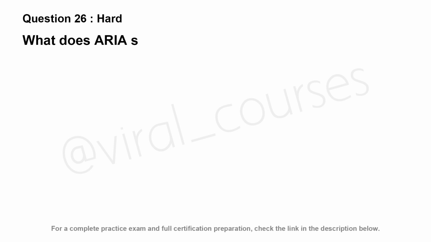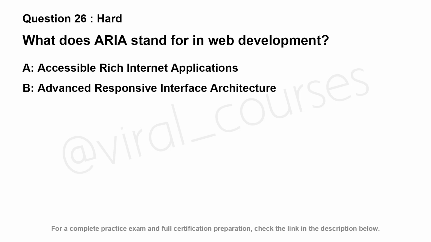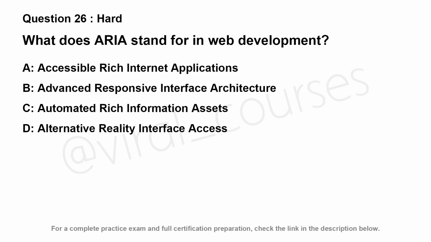What does ARIA stand for in web development? Option A, Accessible Rich Internet Applications. Option B, Advanced Responsive Interface Architecture. Option C, Automated Rich Information Assets. Option D, Alternative Reality Interface Access.